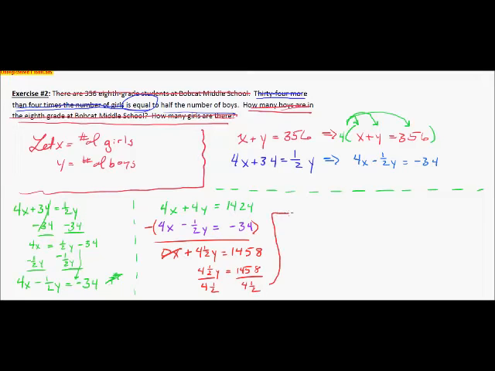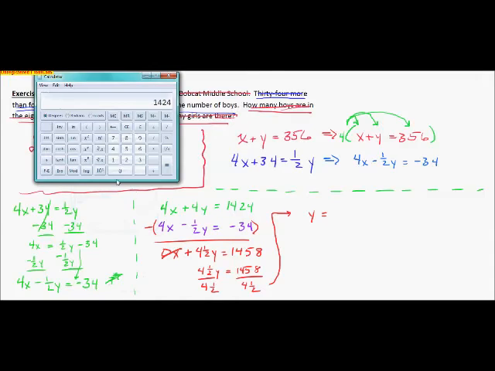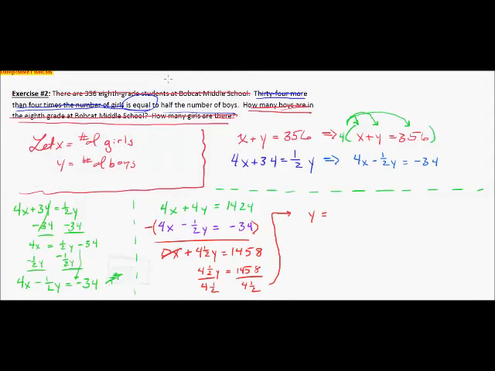And I'll bring my answer right up here. y equals, and let's get out the calculator and divide here, 1458, and I'm going to divide by 4.5. So that equals 324. That's nice. Good thing we didn't have 0.5 of a person or 0.8 of a person. That's always not a good thing. Okay, so the number of boys that we have is 324.